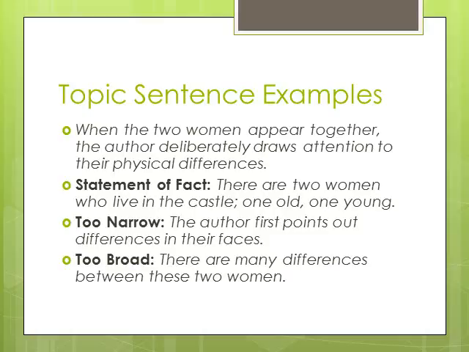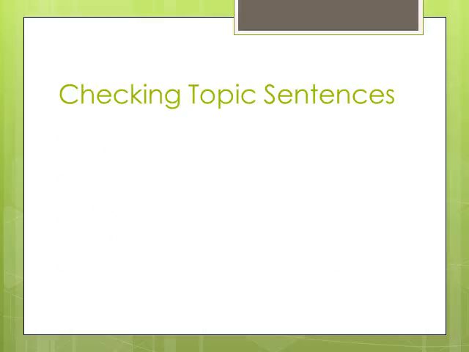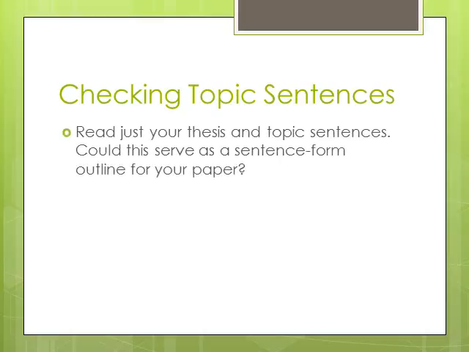Okay, once you've got your topic sentence in place, you can go ahead and check them. You might want to wait until you've got your whole paper written and then go back and check your topic sentences. And that's fine, so this can be sort of the last step before you turn in your first draft. But to see if you've got good, strong topic sentences, the first thing you can do is read just your thesis and just your topic sentences. If you want to, you can even cut and paste them into a separate document. Could this serve as a sentence form outline for your paper?